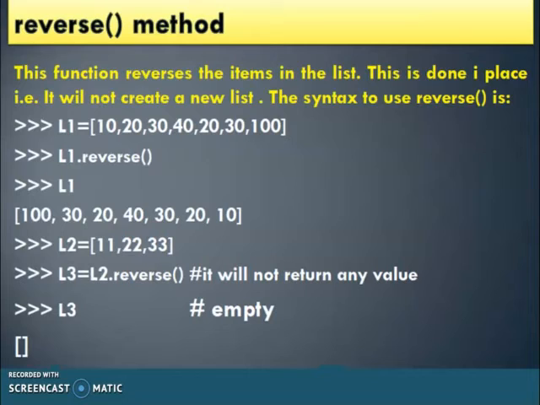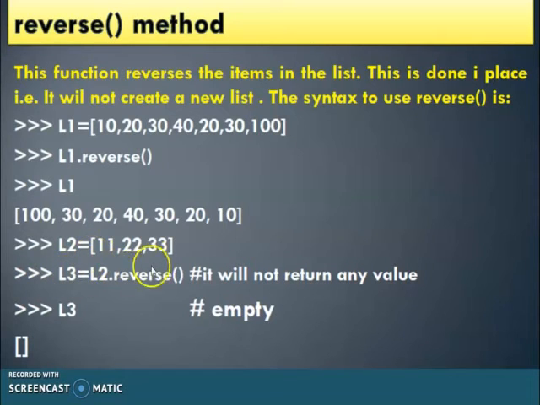Okay, children. The next one, the reverse method. This method is used to reverse the items in the list. See example, L1 is equal to 10, 20, 30, 40, 20, 30, 100. Then L1.reverse. This is the syntax to reverse a list. Then L1 will display the given list in reverse order. Remember, it just displays in reverse order, not in sorted order. The reverse method simply reverses the given list.